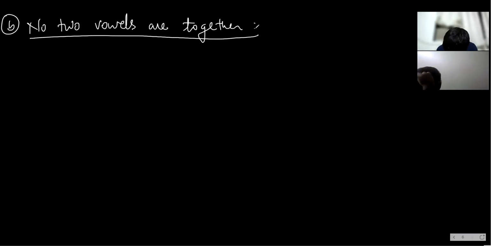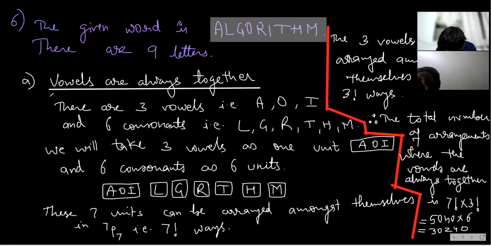Now the second case is no two vowels. The same question, the second case. I'm sorry, I will not write 2 here, I will write B here. So the second case is no two vowels are together. What was the first case, students? The first case was when the vowels are always together. Here, no two vowels are together.